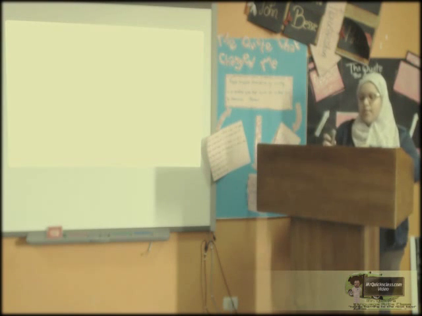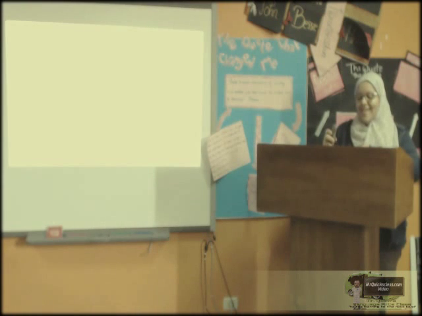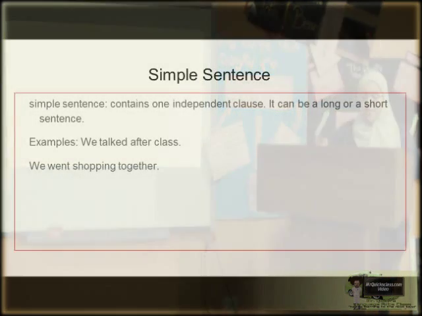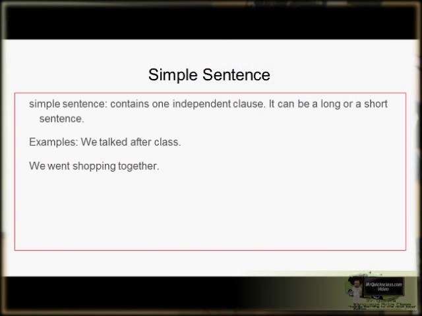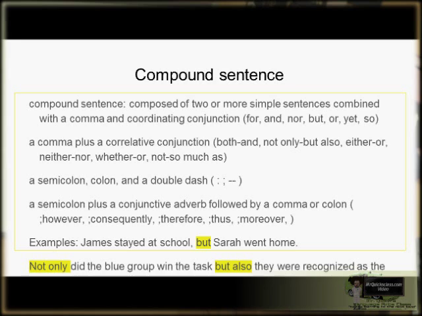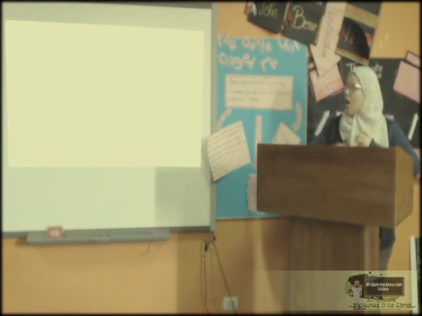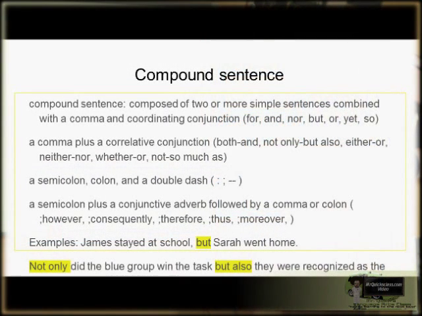Now we're going to talk about the 4 types of sentences. There are 4 kinds of sentences: simple sentence, complex sentence, compound sentence, and compound-complex sentence. The simple sentence is the simplest one. It consists of one independent clause, and can be long or short. For example: we talked after class; we went shopping together. A compound sentence is composed of 2 simple sentences combined with a comma and a conjunction, like the FANBOYS: for, and, nor, but, yet, so.